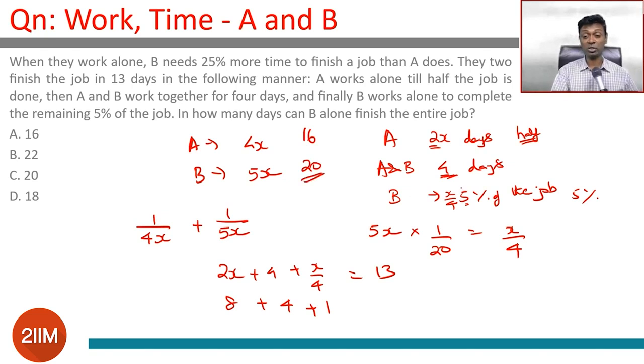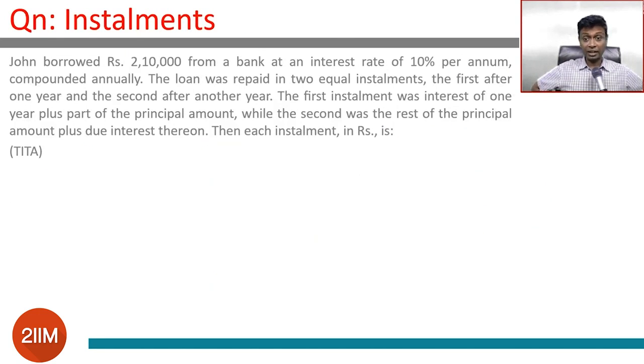A wonderful question, because the way of defining this, it says A takes half the job, and then A and B together take 4 days, and then B does 5% of the job working alone. It can be rephrased, and the phrasing is very interesting. Finally, the answer: in how many days can B alone finish the entire job? 20 days. John borrowed 2,10,000 from a bank at an interest rate of 10% per annum, compounded annually.